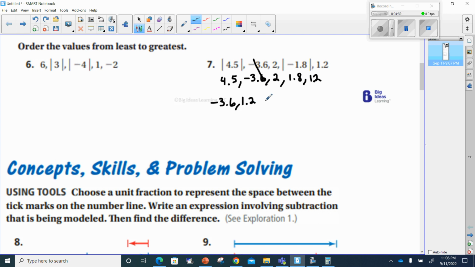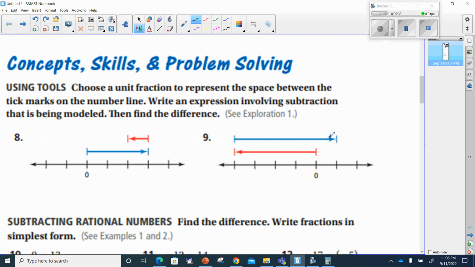And the next one will be 1.8. But this says absolute value of negative 1.8. So I have to put it like that. So let's see, this one's gone, and this one's gone. And the next number, I guess, would be 2. And the last number would be 4.5. Oh, I'm sorry, absolute value of 4.5. Yep, 2 and yep. So that would be my order there. Let's go to number 9.